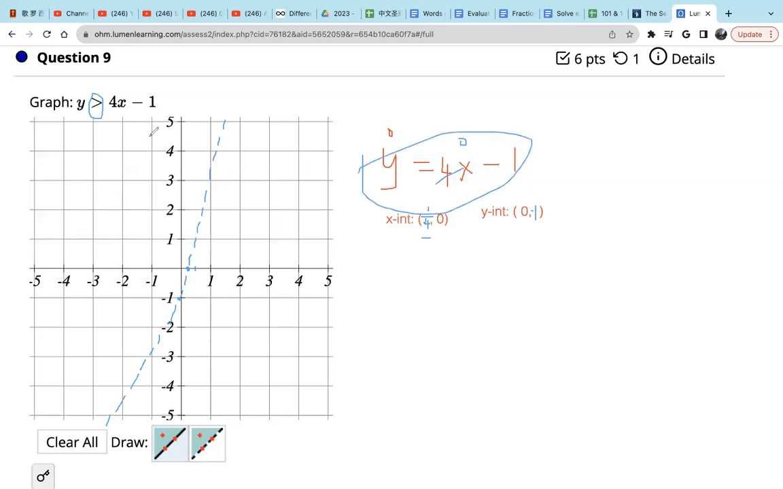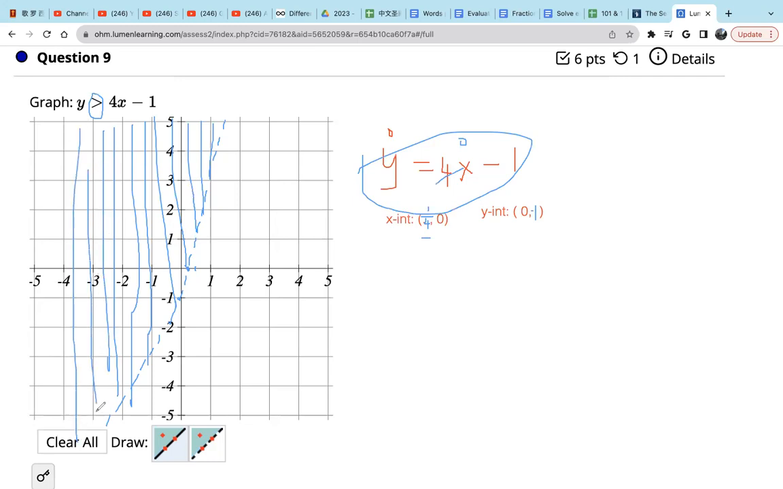Now going back to see this y greater than this. So we want the y value to be bigger. So that means above this line. So the solution is above this line. Don't go below it. Below the line means the y value is smaller than. Okay, above this line, all those are in the solution set. You can put an S here.